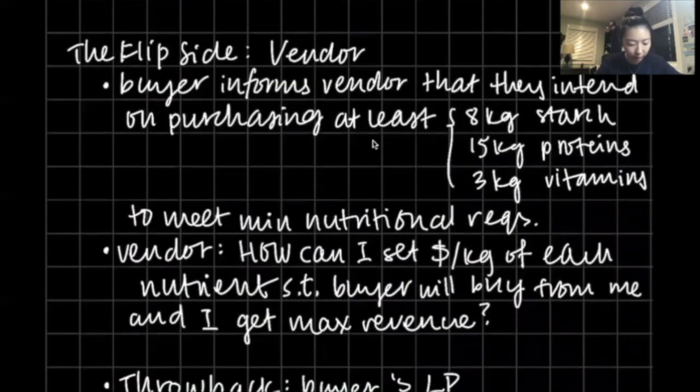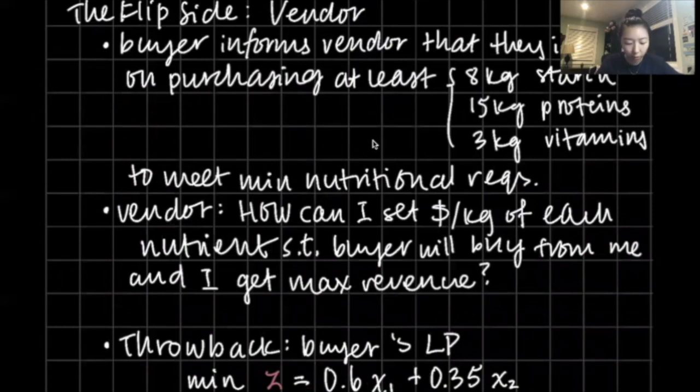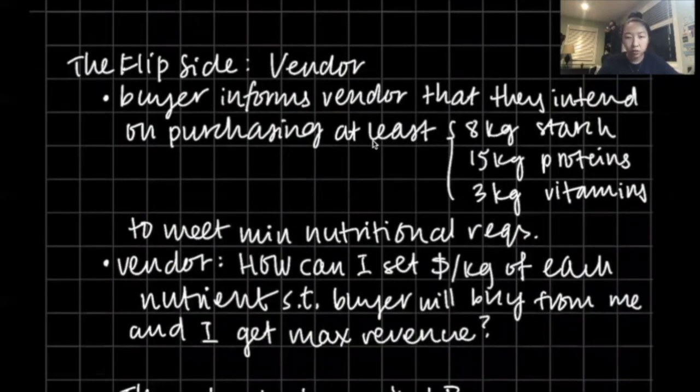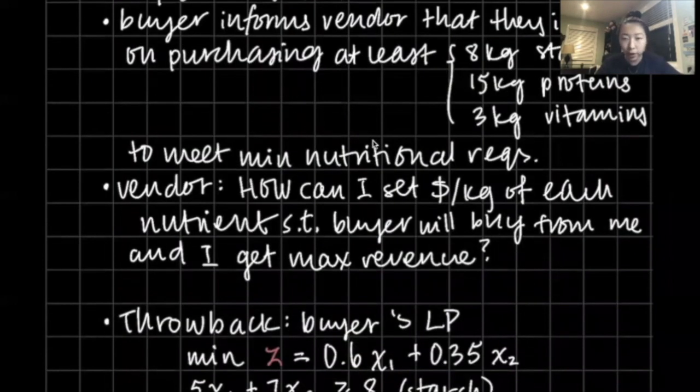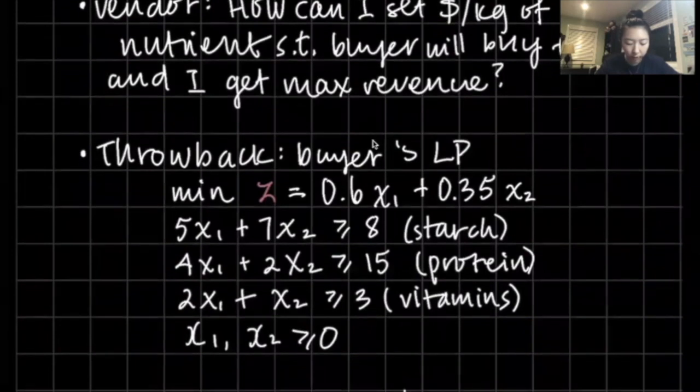And the vendor thus has this problem to solve. How can I set the cost per kilogram of each of the nutrients, such that the buyer will buy from me and I get the maximum revenue? Let's throw back a little bit to the buyer's linear programming problem formulation. Our objective function was minimizing this cost function over here while meeting the constraints here from each of the foods. And we solve for the amount of food that we are able to buy.